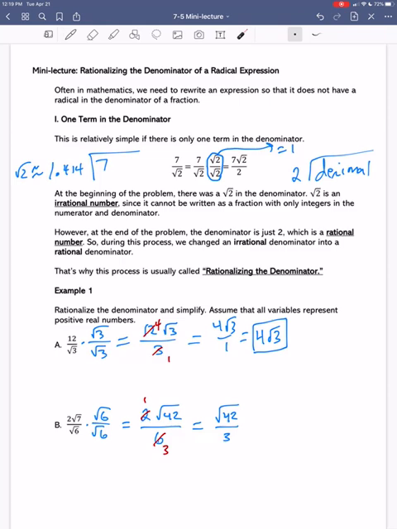There is a chance that I could still simplify this problem a little more. You would ask, is there a perfect square that divides into 42? I want to at least think about that.